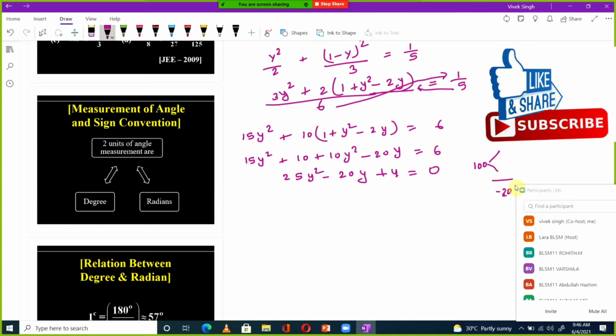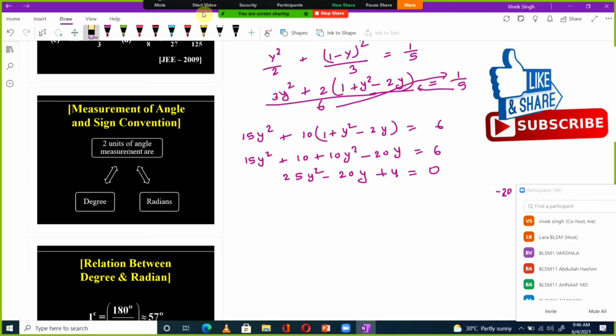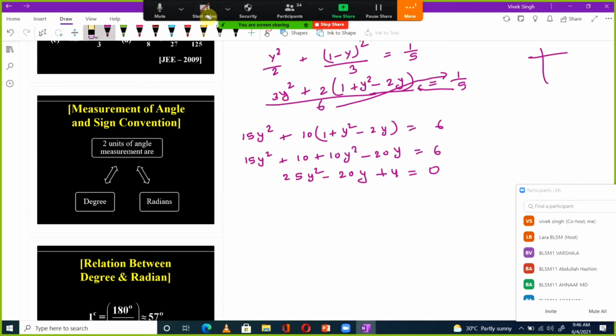Yes, if you want you can write. Yes, correct. If you want, you can apply the formula also. So this one, what can we write? I will write like this: 25y square. I will write like 5y whole square minus this 20. What can we write? Can we write 2 into 5y into 4?